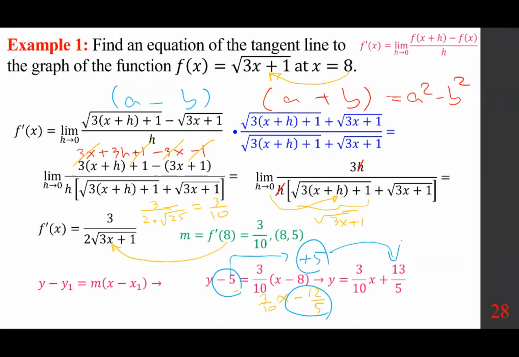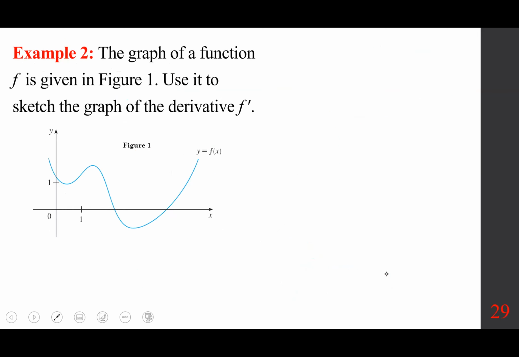By the way, you can always check as follows. Take a look. Since this pair belongs to the original function, it should satisfy the function. Since it belongs to the tangent line, it should satisfy that one. If you plug in 8, 3 times 8, 24 divided by 10 is 12 over 5, and 13 over 5 gives you 5. So check, make sure you have it right.